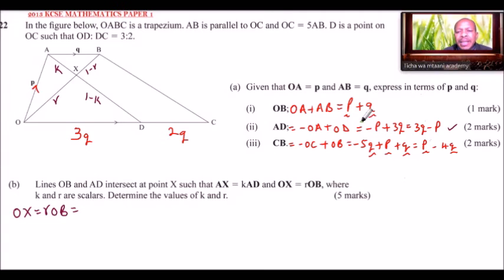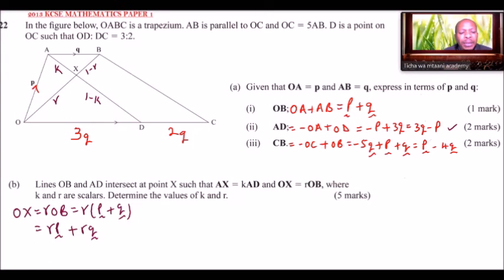So we replace OB in terms of P and Q. So we say this is R, we put the bracket, P plus Q. Again, I said these symbols we use to differentiate scalars and vectors. So you can see here we have R is a scalar and P is a vector. So we can open the bracket here and say this is RP, a vector, and then plus RQ, a vector. So we can leave that one like that.